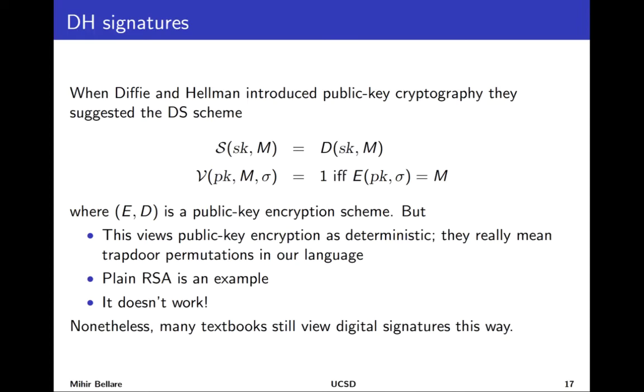But as time went on, people realized that this has quite a few deficiencies. In particular, it seems to think public key encryption is deterministic. So what they really mean in our language is what we call trapdoor permutations. But more importantly, it just doesn't work. RSA is an example where something like this fails. But nonetheless, if you look on the internet and in some textbooks, you'll often find that they do think of signatures as the reverse of encryption.